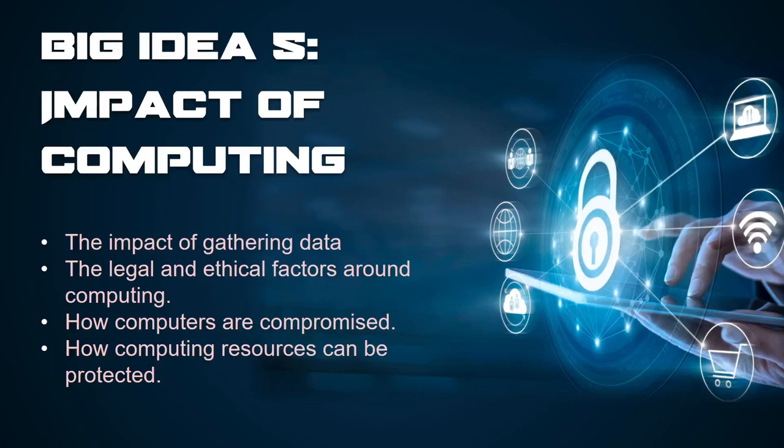Hey everybody, let's do a quick run through of Big Idea 5, Impact of Computing. This topic has a lot of different elements to it, and we'll break them down into different sections, but this really is about the results of using computers. What happens in society as a result of using all this stuff that we've learned, like data, networks, the legal implications, the ethical implications. This is the end result of how computers affect us.